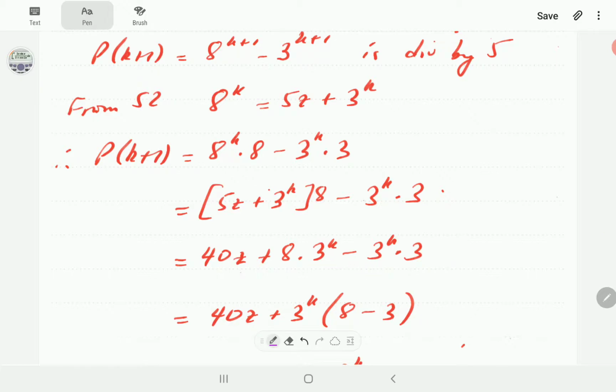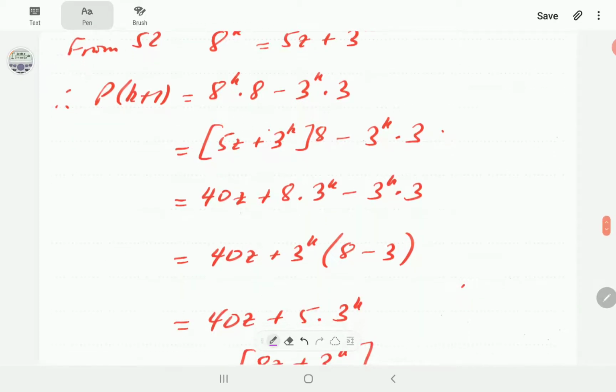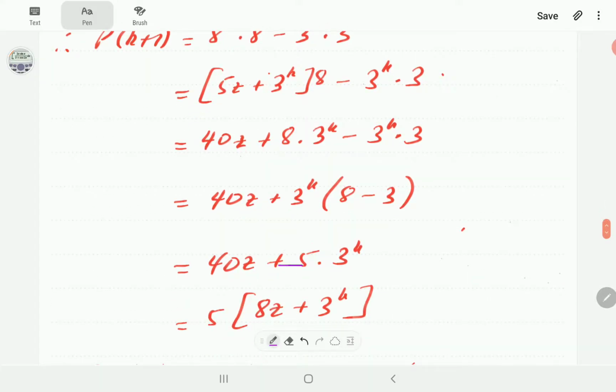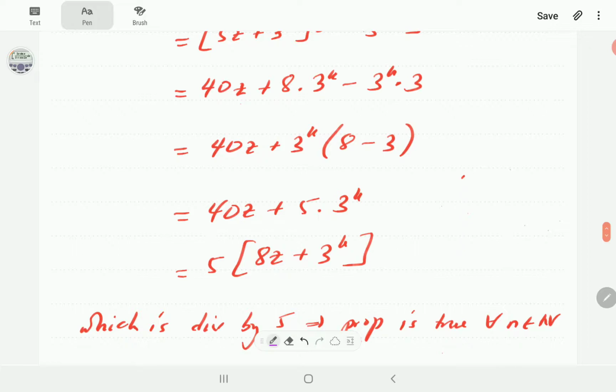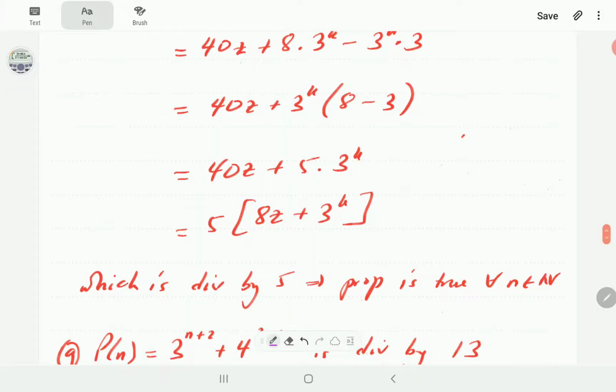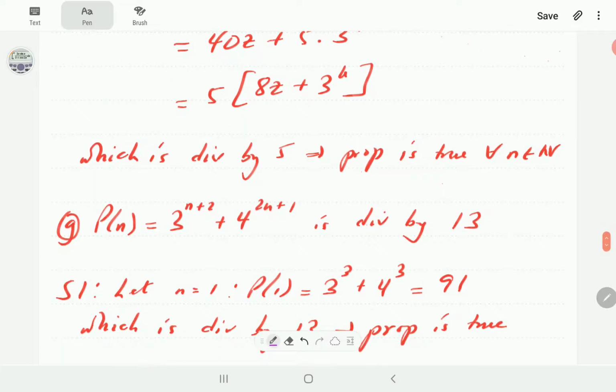Now 3 to the power k is a common factor there, so if we factorize that, that's going to give us 5. Now there's a common factor of 5 here and here, so this is 5 times 8z plus 3 to the power k. This is an integer, that's an integer, so this thing is divisible by 5. So that tells us that the proposition is true for all natural numbers.